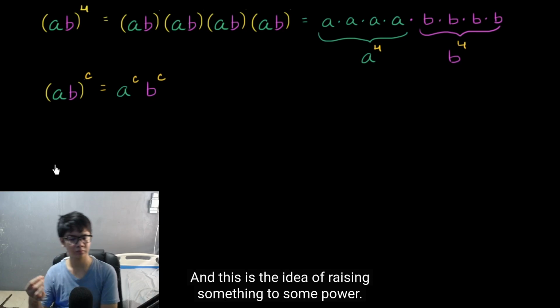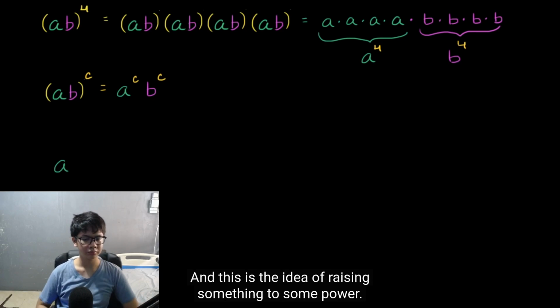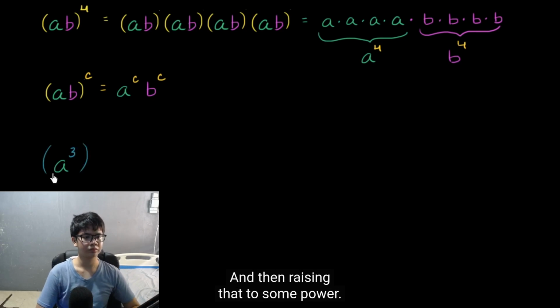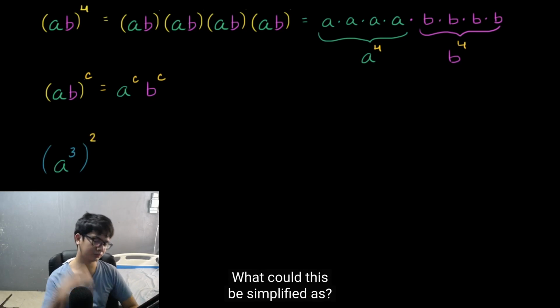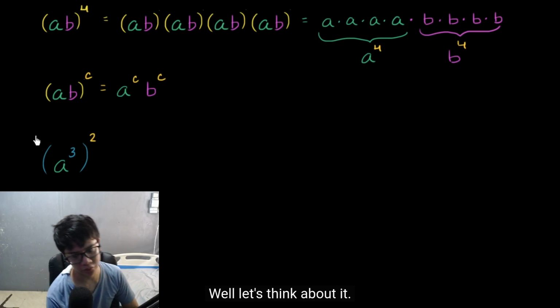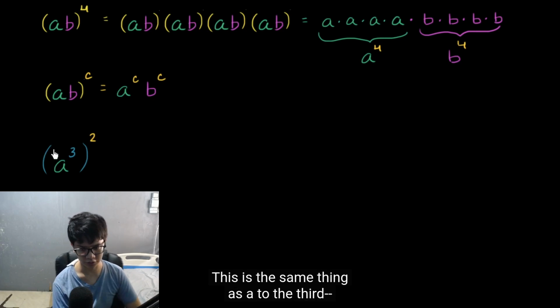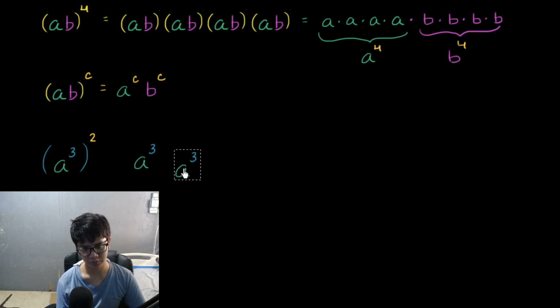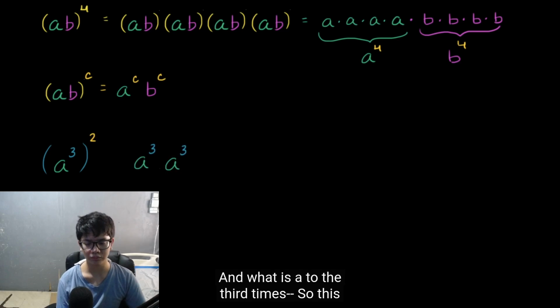And this is the idea of raising something to some power, and I'll just use the example of 3, and then raising that to some power. What could this be simplified as? Well, let's think about it. This is the same thing as a to the 3rd, let me copy and paste that, times a to the 3rd. This is equal to a to the 3rd times a to the 3rd.